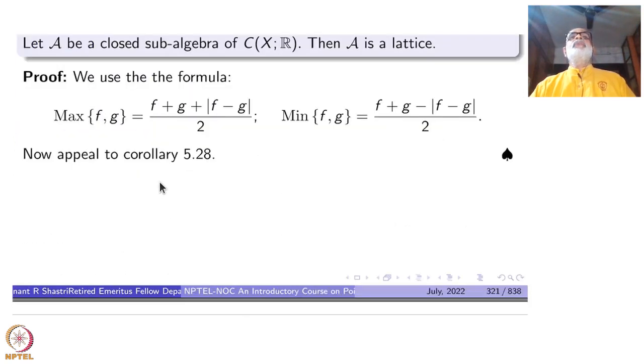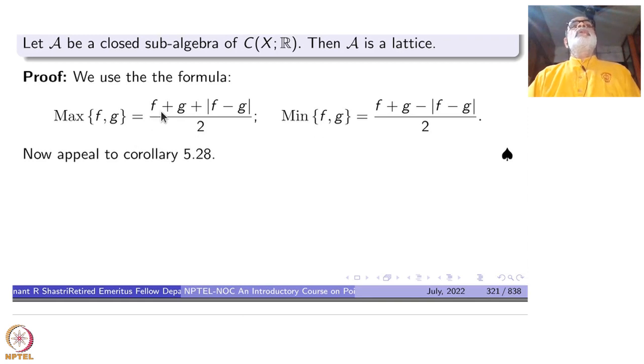That is a one line proof here, because the maximum of f and g can be written as, because they are real valued functions after all, only then maximum, minimum, etc. make sense, (f plus g plus modulus of f minus g) divided by 2. The minimum of f and g is the same thing, (f plus g minus modulus of f minus g) divided by 2. This you must have seen in many other places, like in measure theory and so on. If you have not seen it, spend some time and verify that these two are correct formulas.